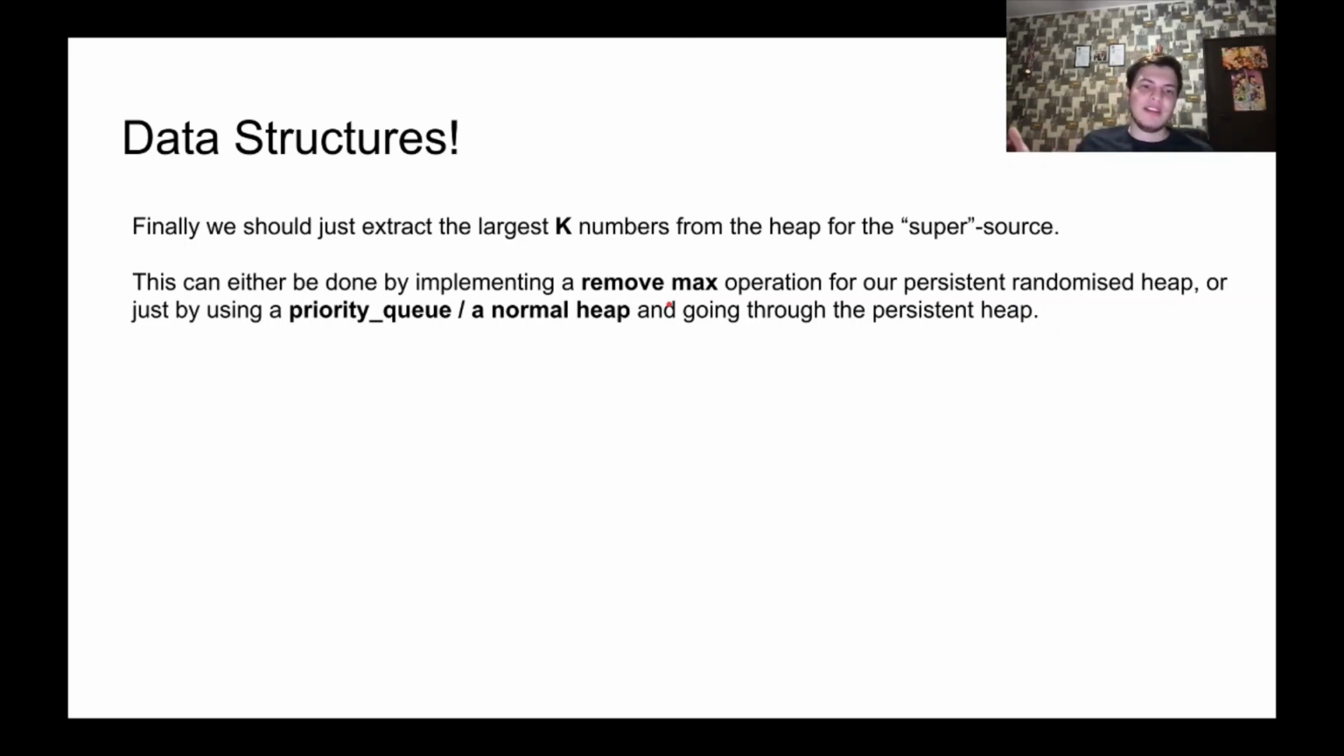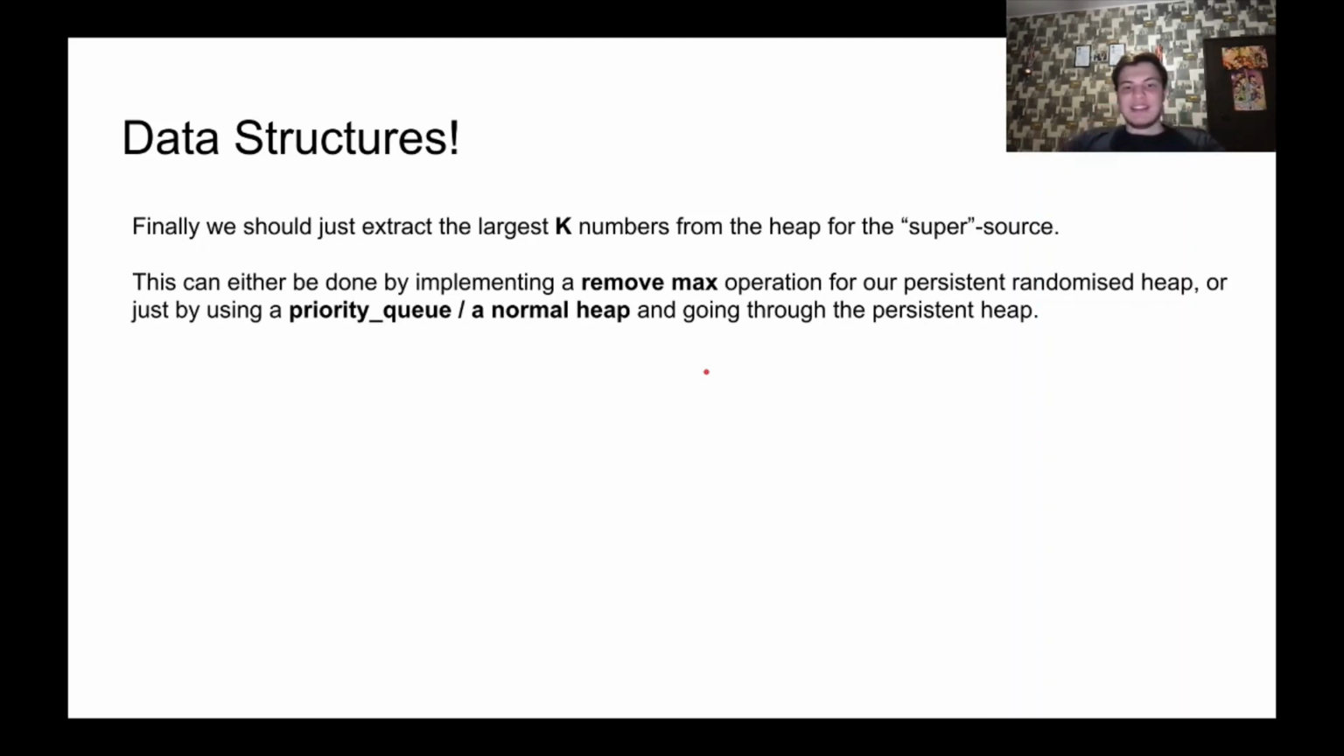Another way is to just use a normal heap or a priority queue, start from the root, and do something like Dijkstra on the heap to extract the numbers one by one. Both of them are fine. You can just use whichever you want. The complexity for the first one, with removing the max, will be k multiplied by the depth of the heap, and for the other one, with the priority queue, it will be k log k.